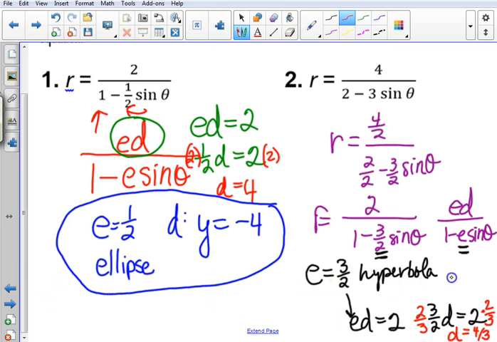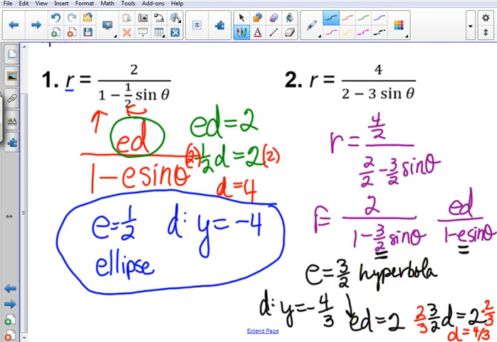Okay, so the equation, y or x, look at your reference sheet. When it says 1 minus sine on the bottom, the directrix equation is y equals negative, and then whatever D is, which is 4/3 for this question.